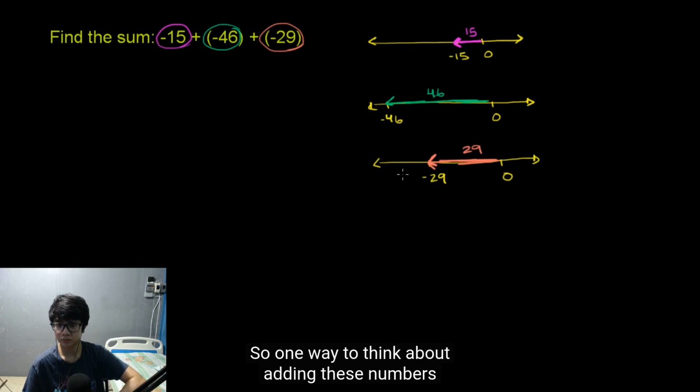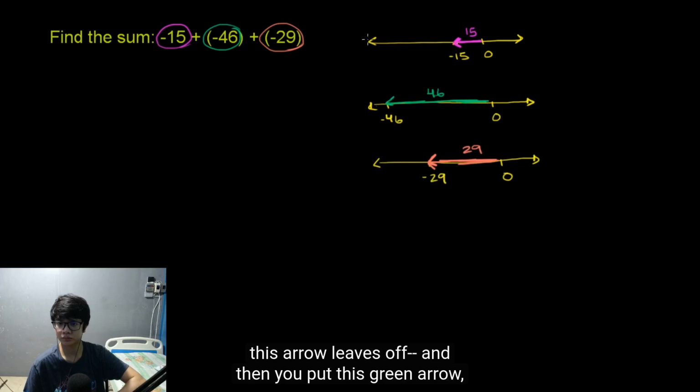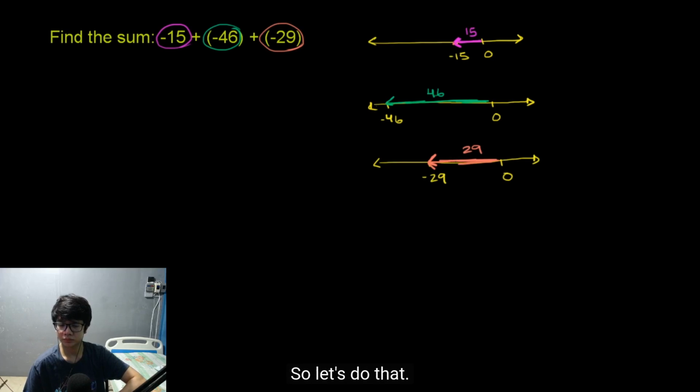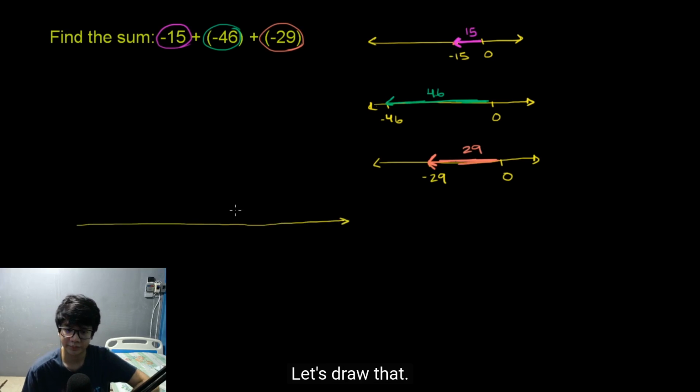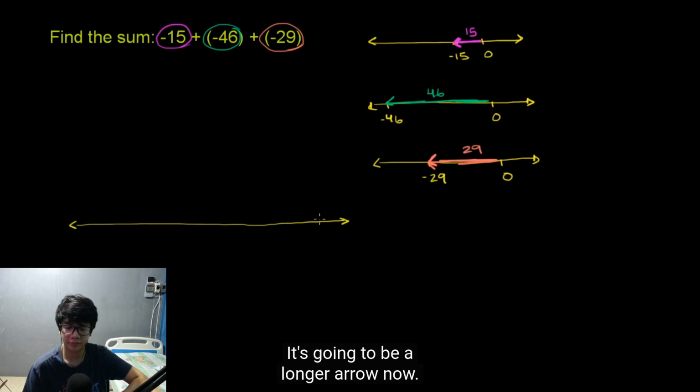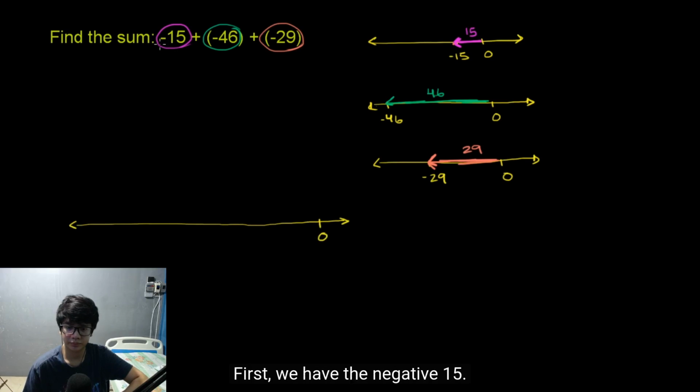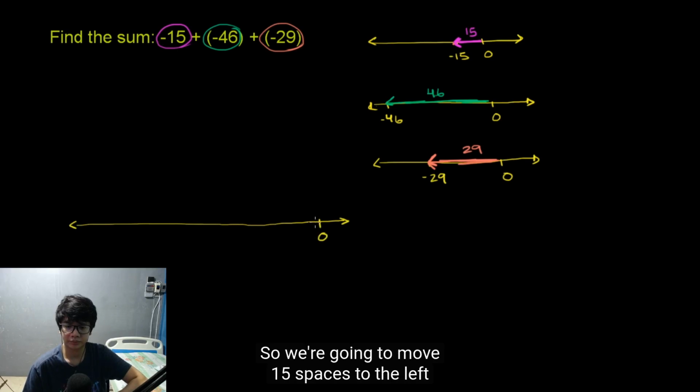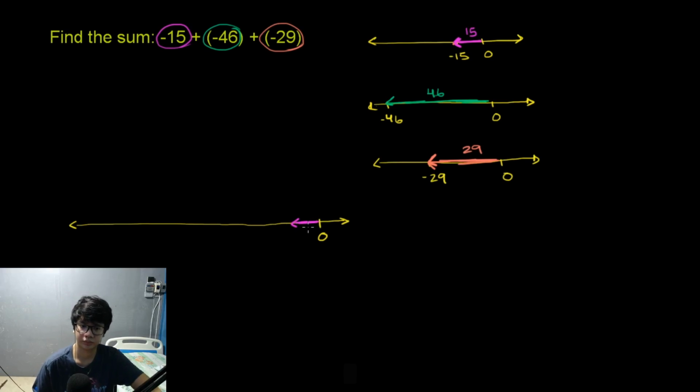So one way to think about adding these numbers is if you added these arrows. You start where one arrow leaves off, and then you put the green arrow, and then the orange arrow. So let's draw that. It's going to be a longer arrow now. We're going to start at 0. First we have the negative 15. So we're going to move 15 spaces to the left to get us to negative 15.